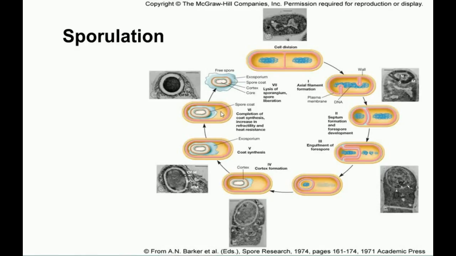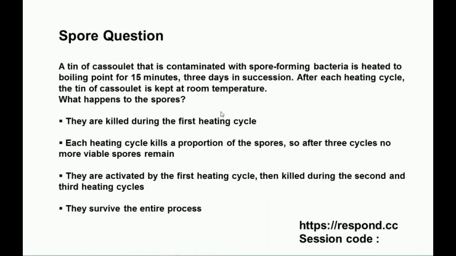Okay, we have 10 minutes, and I think I will leave you with another question. So I'll send this one out to you and see if you've really understood. Sporulation and germination. So the code is 623421. Move this over and show you what we got.